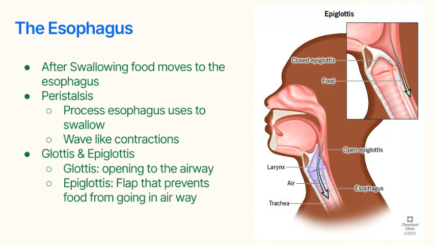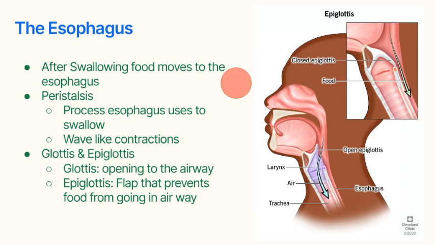Next, we're going to look at the esophagus. The diagram shows the esophagus, and it's labeled with parts like the epiglottis, the glottis, and the peristalsis. Once you swallow food, it moves to the esophagus, a muscular tube that connects your mouth to your stomach. The esophagus uses a process called peristalsis, which is a series of wave-like contractions that push food down your esophagus.